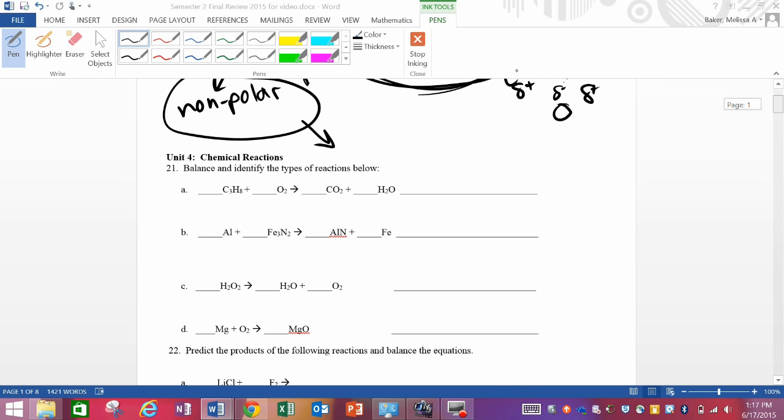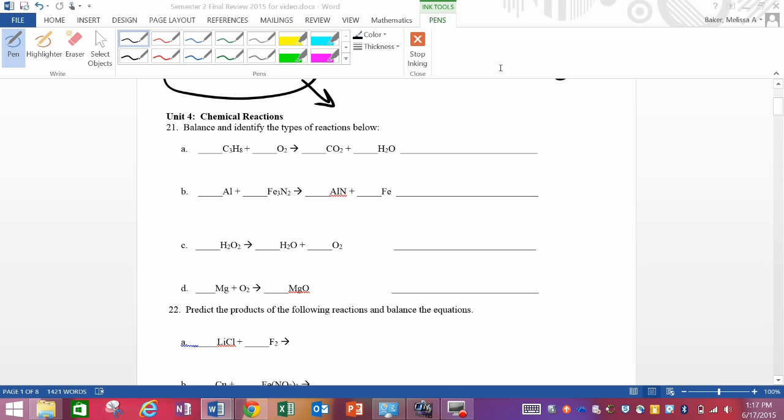Number 21 switches gears into Unit 4. It says balance and identify the types of reactions. So let's just do the types first. You notice on the first one, it's a bunch of carbons and hydrogens plus oxygen forming carbon dioxide and water. Every time you see that pattern, you should know that is a combustion reaction.